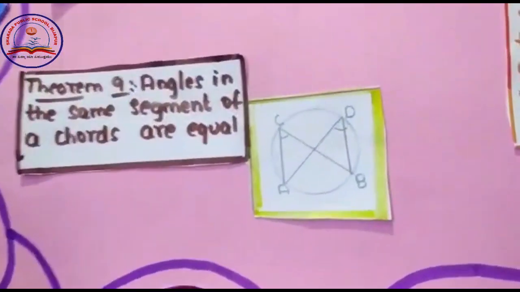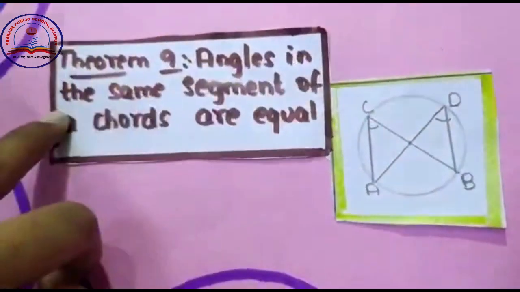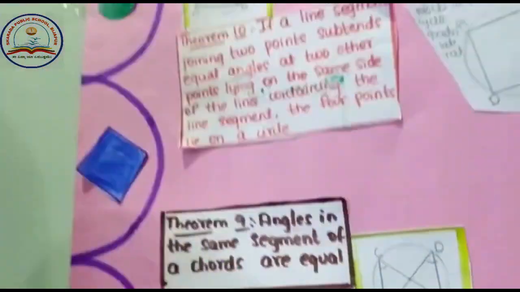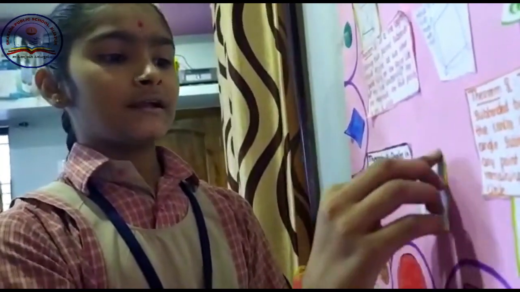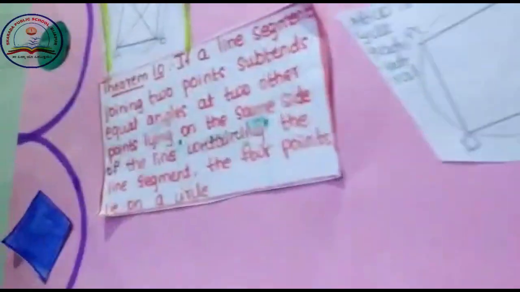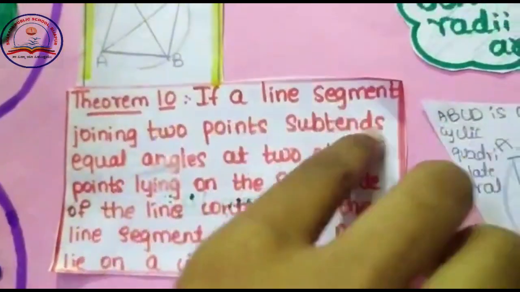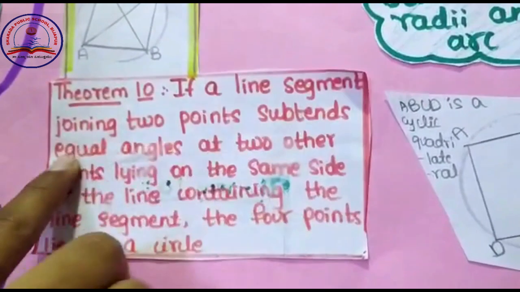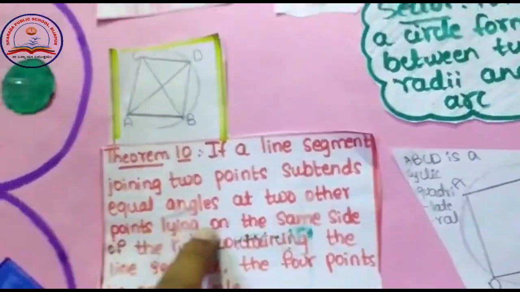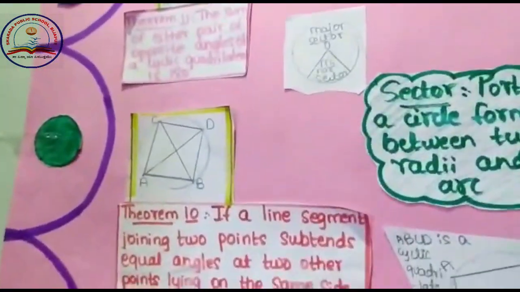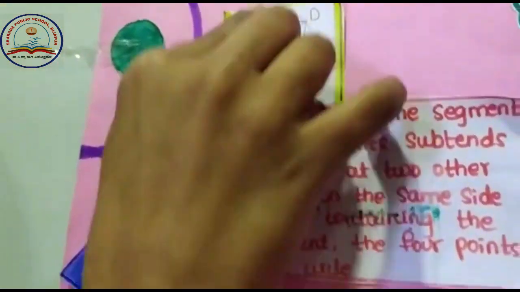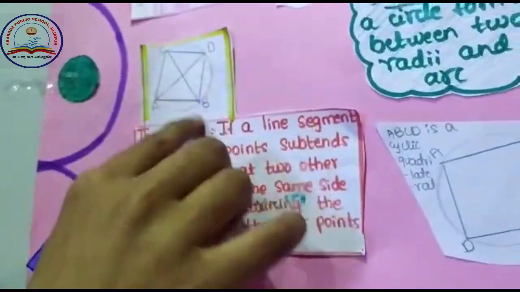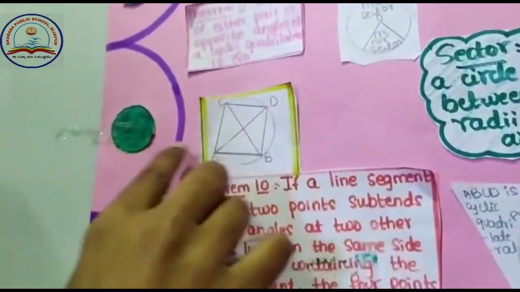Now let's look into Theorem 9. It states that angles in the same segment of a chord are equal. AC and BD are in the same segment of a chord, where ACB is equal to ADB. Now let's look into Theorem 10. It states that if a line segment joining two points subtends equal angles at two other points lying on the same side of the line containing the line segment, the four points lie on a circle. Means A, C, D, B lie on a circle if the line segment joins them.